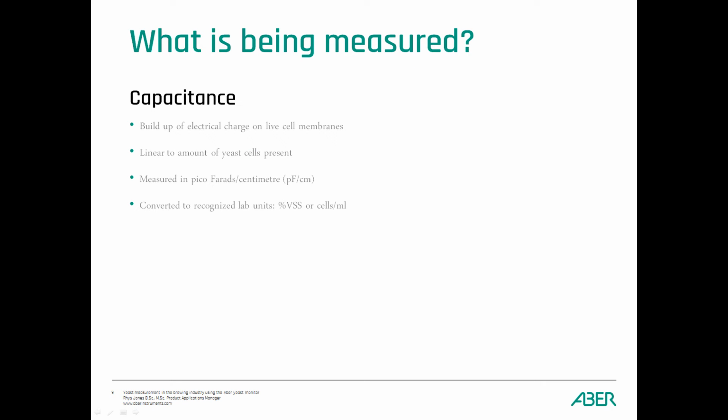So, what's being measured? As previously mentioned, the Aber probe is measuring capacitance and conductivity, with capacitance being the ability of a substance to hold charge, in this case around live cell membranes, and this capacitance signal is linear to the amount of live cells present. Capacitance is measured in units called farads, but as the signal is incredibly small, it is measured in picofarads per centimeter. Now, obviously, this unit of measurement is somewhat meaningless to a brewery, therefore it can be converted to two recognized lab units, either percentage viable spun solids or cells per milliliter.